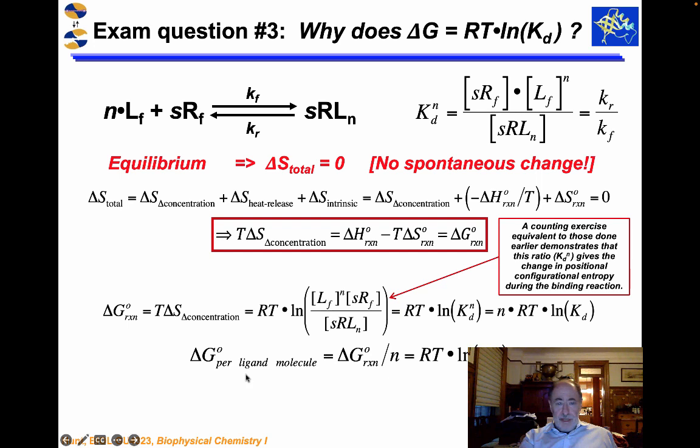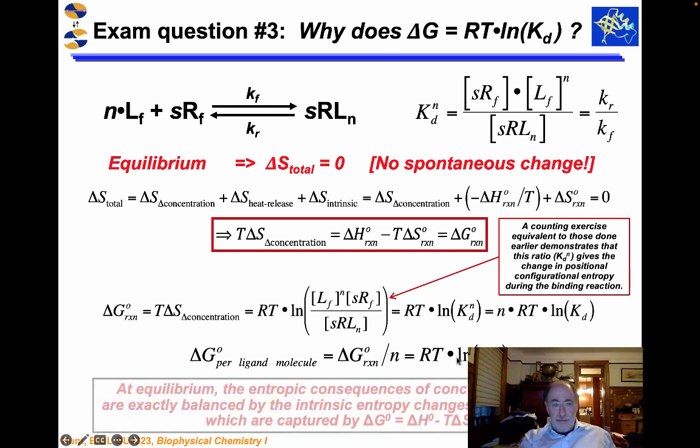And so if we divide through by n, we get the standard free energy per ligand molecule, right? Because if there are n ligand molecules binding, we divide through by n, and we get the standard free energy per ligand molecule. The standard free energy for a ligand molecule is simply going to be RT ln Kd, and this is the Gibbs relationship.